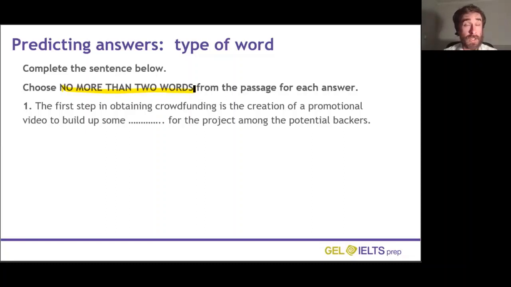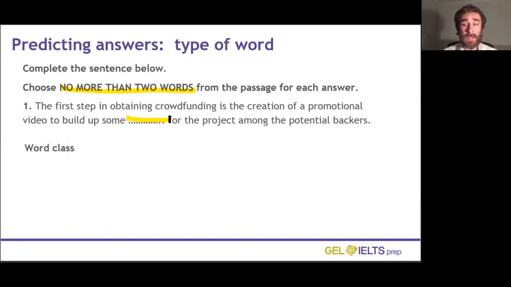Now, let's look at the context around the space. So we have a space here, and before it, we have the word some. So to build up some, and then the space. Using this information, what is the word class of the answer?